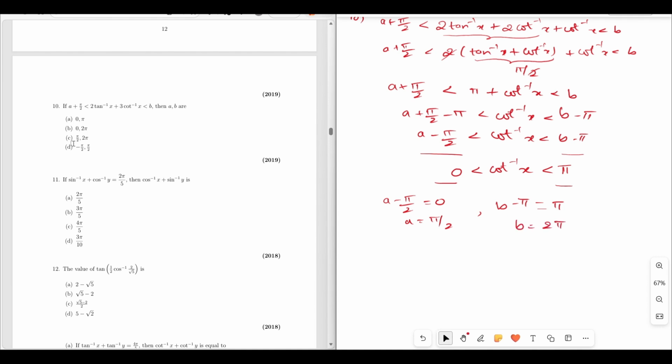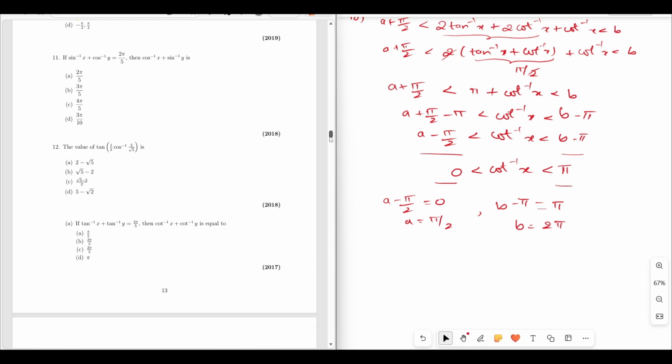Then which is the right option? Option C is the correct one: a is equal to pi by 2, comma b is equal to 2 pi. Next, moving on to the next question, 11th question.